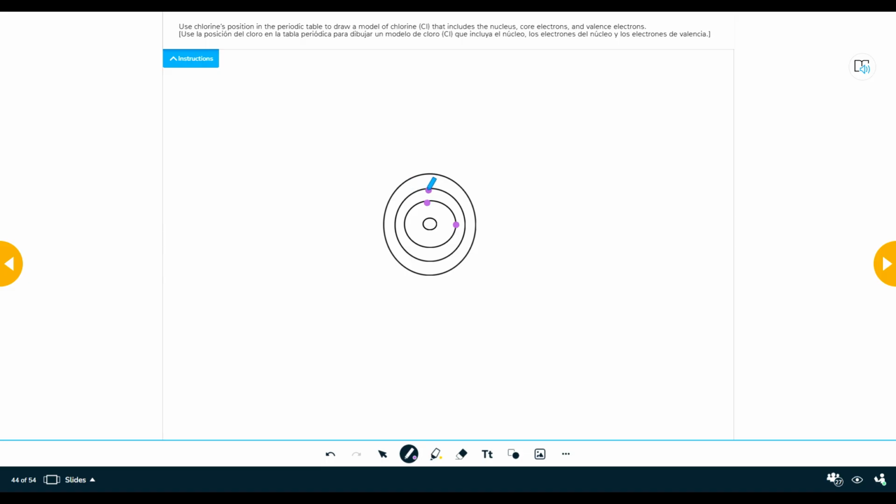Now for the second shell, you can have a maximum of 8 electrons. Remember, after 4, we have to start pairing them together. For the valence electrons, I'm going to use green. There are a total of 7 valence electrons, 3s2, 3p5.